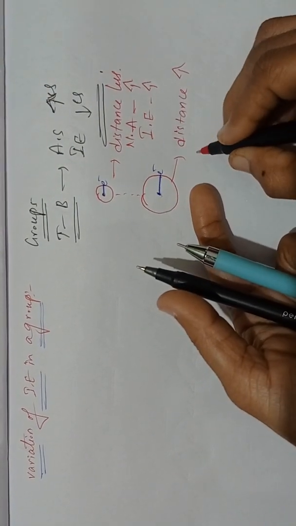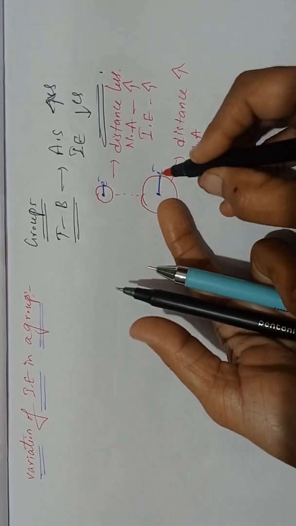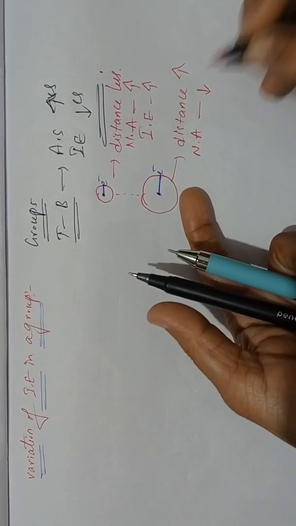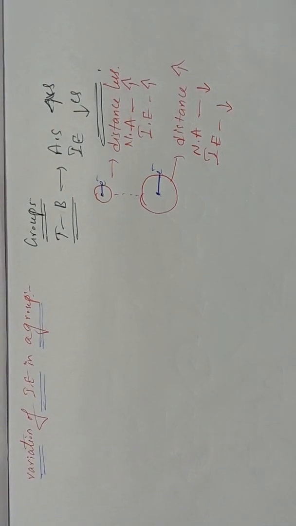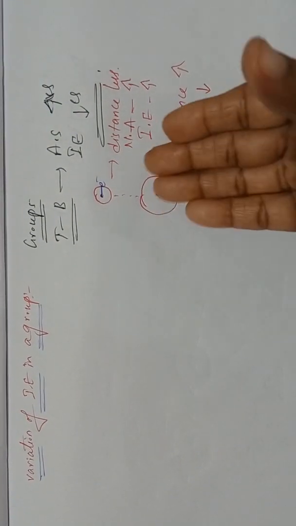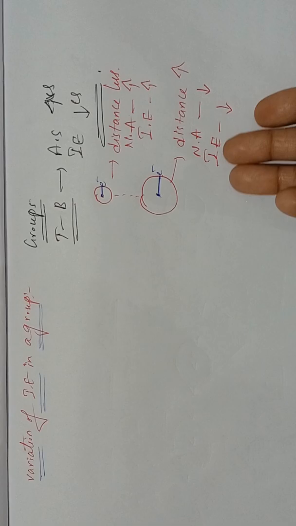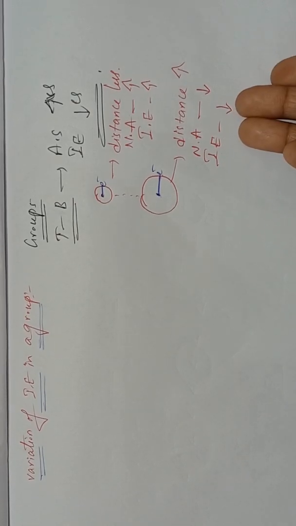Distance is more. What about nuclear attraction on valence electrons, students? Less. That's why ionization energy is less. Because nuclear attraction is less, we can easily remove the electron. Less energy is enough, so ionization energy decreases.